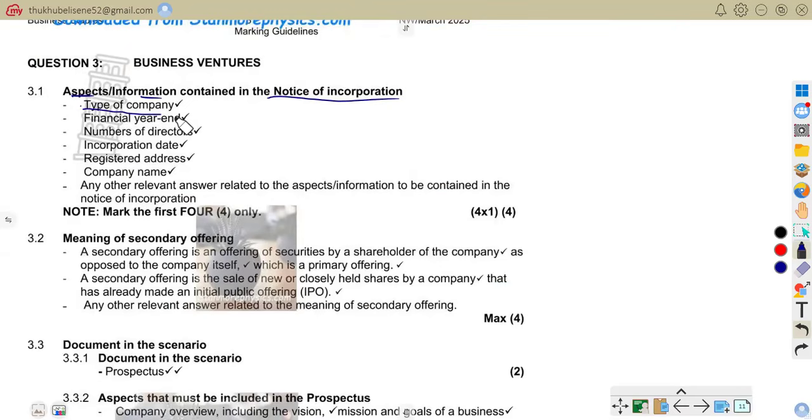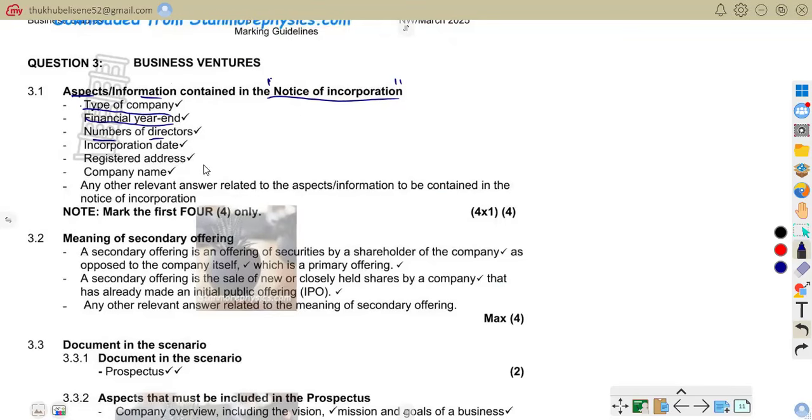The first one is type of company, as it indicates whether the company is private, public or non-profit. So that is one of the aspects of information contained in the notice of incorporation. Financial year end. That is the date when the company closes its financial records for the year. For example, a company may have 28 February as its financial year end.